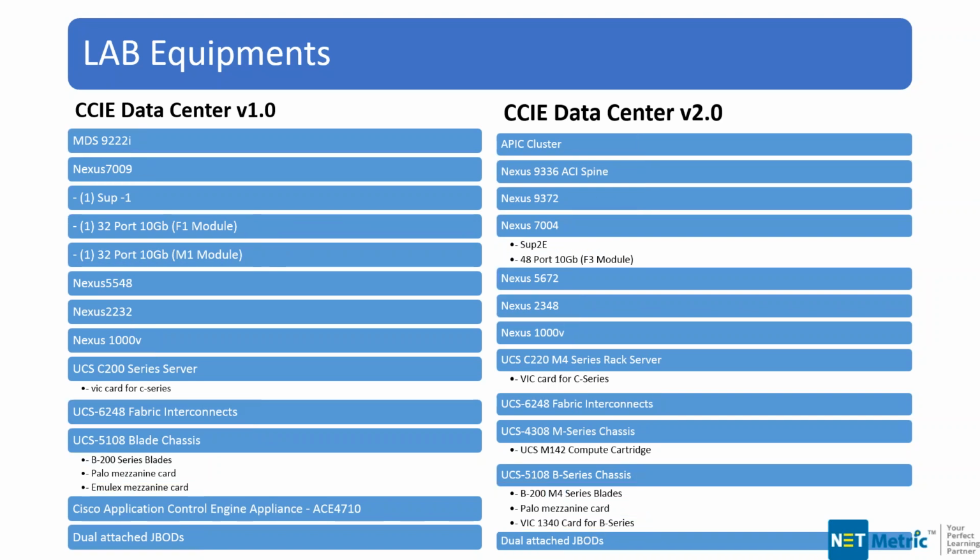So this is all about the lab equipment. You can see that almost all the devices have been replaced. We have 9Ks, we have 7Ks with the new SUP models and F cards. We have new 5K unified ports. New Nexus FX is there, 2348. Nexus 1000V is the same, but what's the difference? They have changed the software version, and that's the next slide.